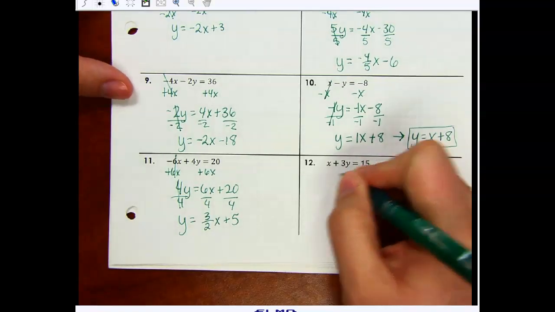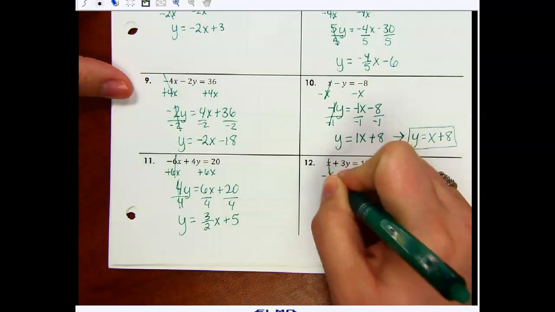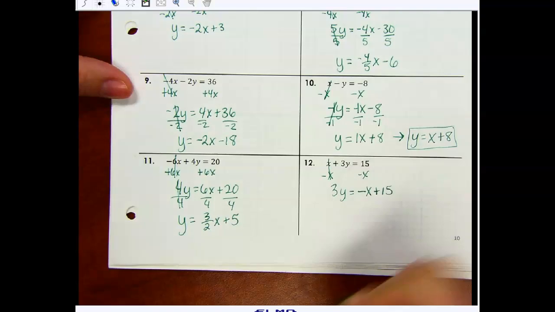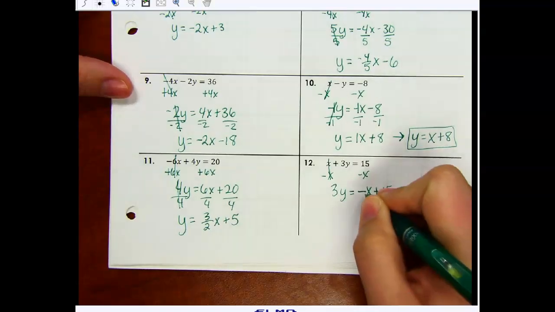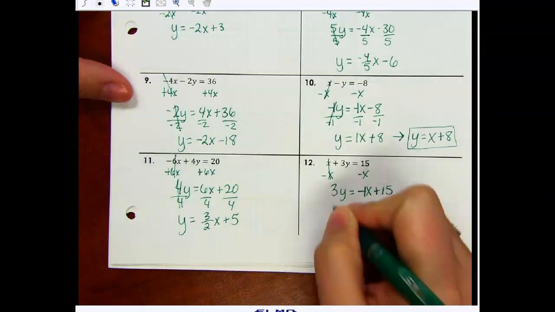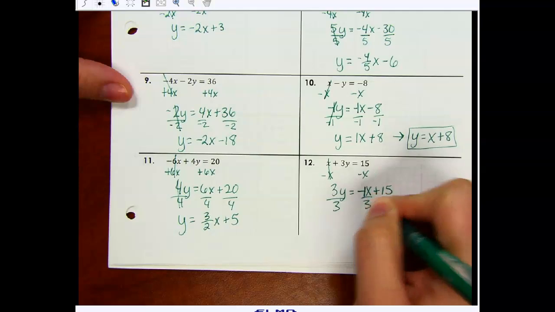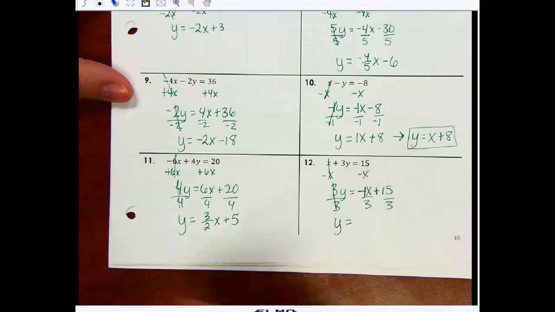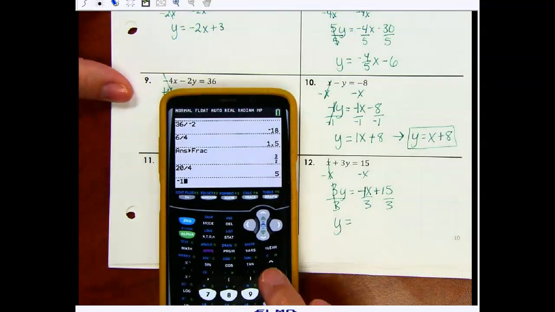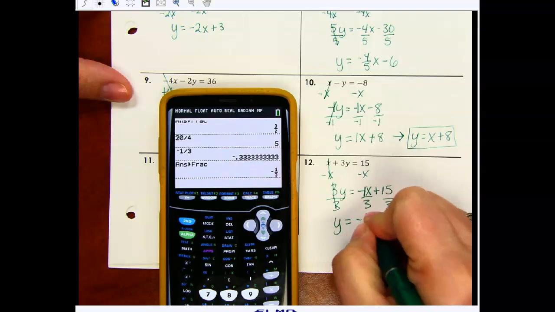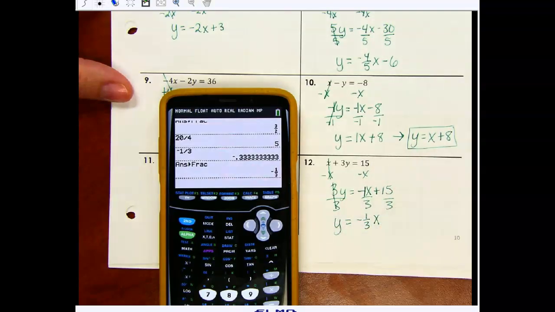All right, and then this last one, we're going to subtract the x. So that's going to be 3y equals negative x plus 15. Remember, negative x is really negative 1x, and you should put the 1 there because we have to remember to divide everything by 3. So when you do that, you've got negative 1 divided by 3, which is a decimal. And so you're going to push math, enter, enter, and it's going to tell you, oh, negative 1/3 is your slope.